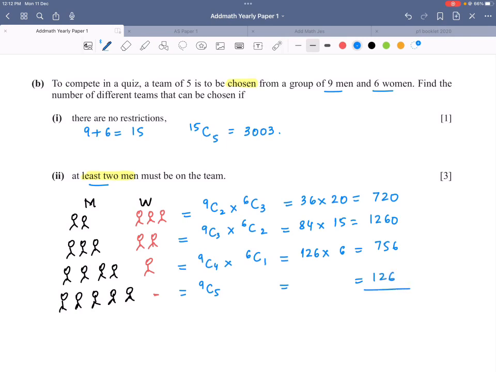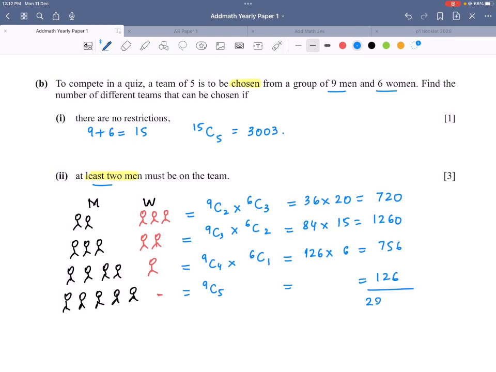And now we need to add all the values. 126 plus 756 plus 1260 plus 720. So we get 2862 ways in which there must be at least 2 men in the team, and that will be your answer.